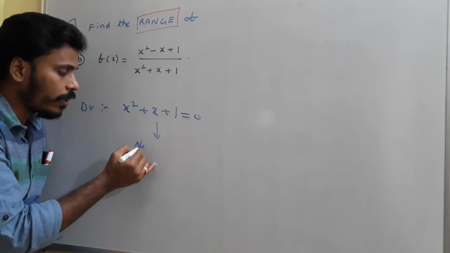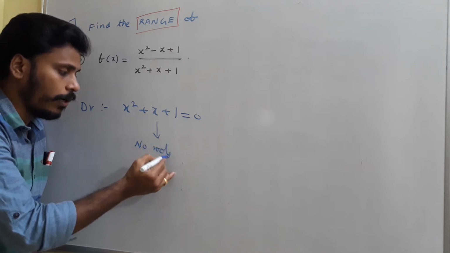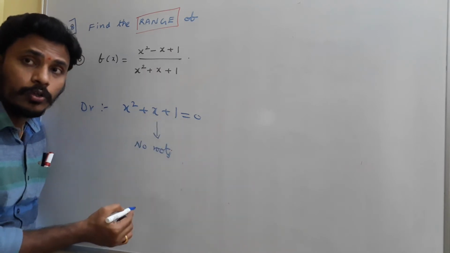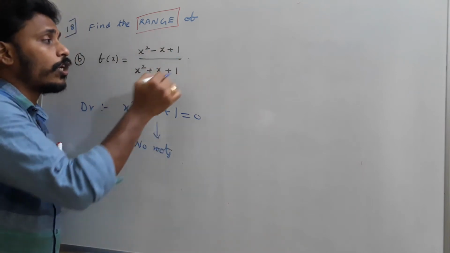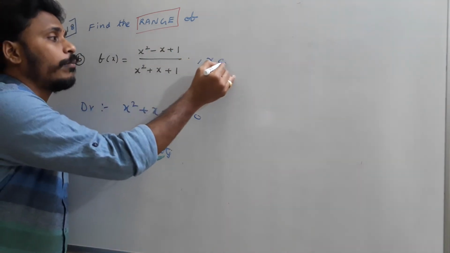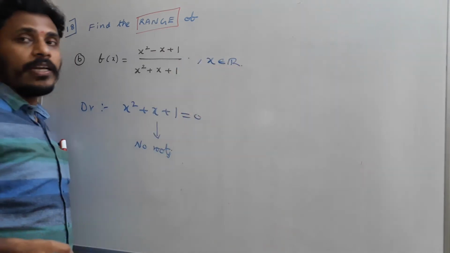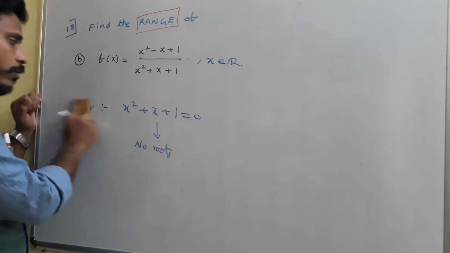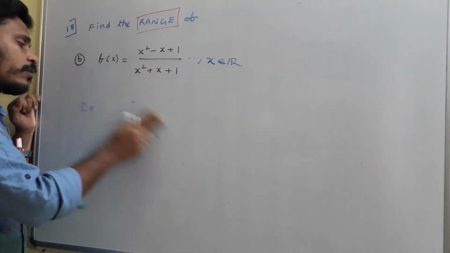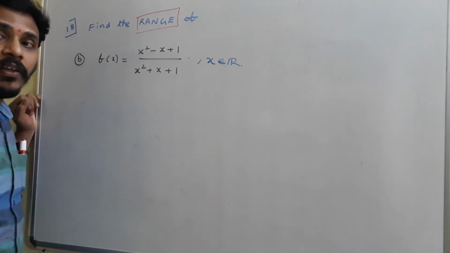How can you decide? Just by observing its discriminant. Since this equation has no roots, it can never be 0. Since it is not 0, the domain of the function is all the real numbers. And that's why you need to identify that the domain of the function is all reals. That's very good. Since the domain is all reals, now our task is to find the range.